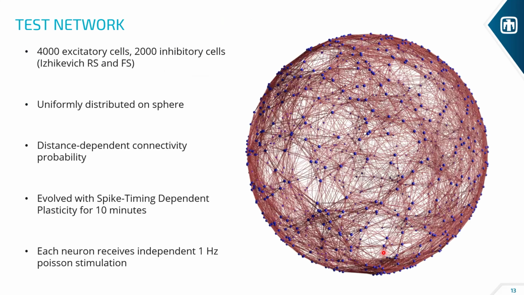So what I'm going to do is look at a very simple test spiking neural network where I have 6,000 spiking neurons, Izhikevich model neurons, distributed on the surface of a sphere with a distance-dependent connectivity probability, so neurons connect to their geometrically nearest neighbors. I'm going to evolve it under random Poisson stimulation for about 10 minutes, under standard STDP rules, for the network to equilibrate.